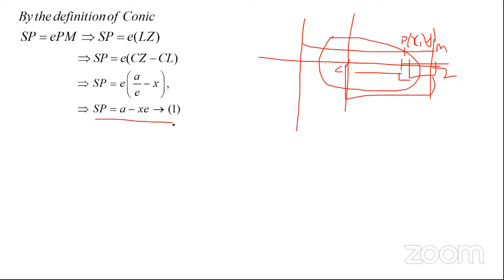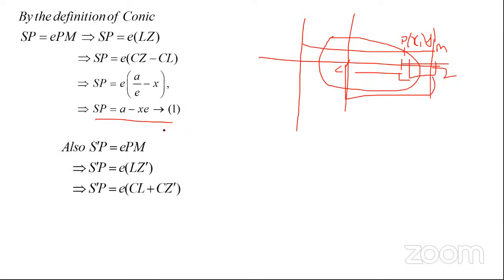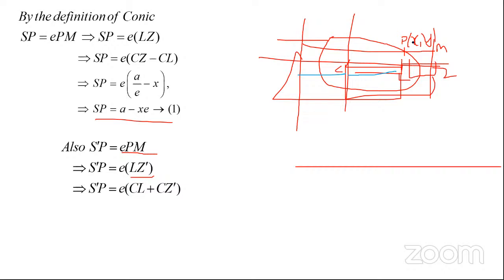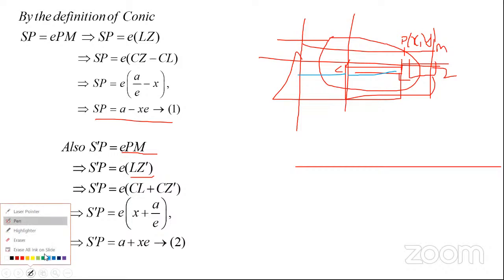This is the SP value. Similarly, I'm doing S'P, that is e·PM', which is e·LZ'. Here the LZ' value is LC plus CZ'. The LC value is x, the CL value is x, and the CZ' value is −a plus a/e, so the value is a/e. Then S'P = e(x + a/e). Then you will get S'P = a + xe.